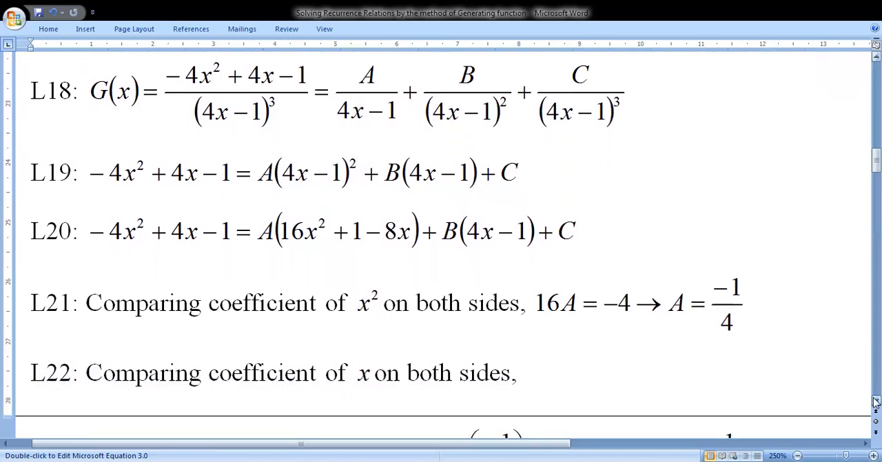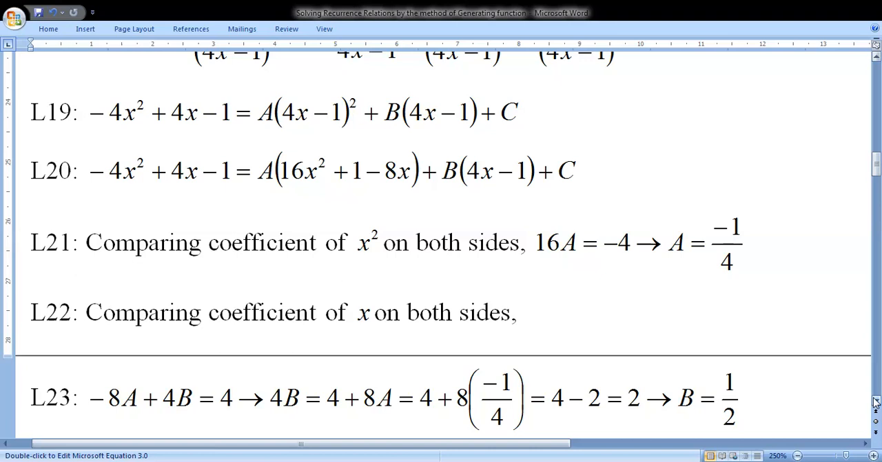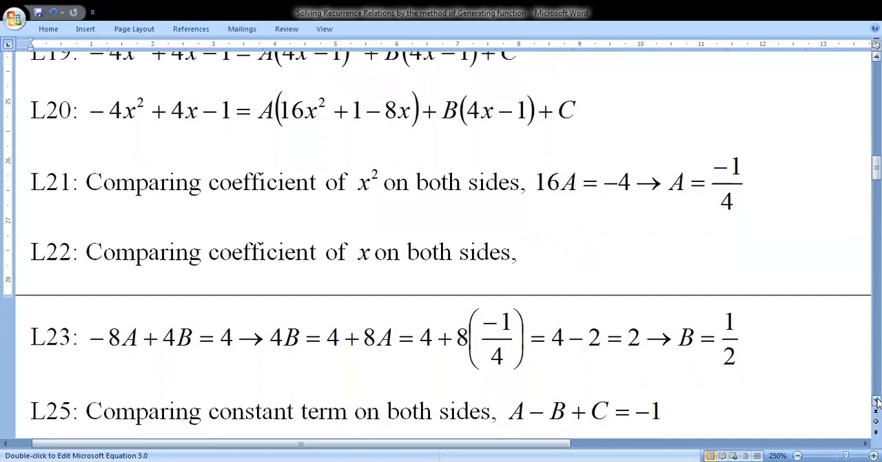Now I have compared coefficient of x square on both sides. So on the right hand side, coefficient of x square is 16a, and on the left hand side coefficient of x square is minus 4. On simplification, a equals to minus 1 by 4. Again, I have compared coefficient of x from line 20 on both sides. On right hand side, coefficient of x is minus 8a plus 4b. And on the left hand side, coefficient of x is 4. So on simplification and on substitution of value of a, I got b as 1 by 2.